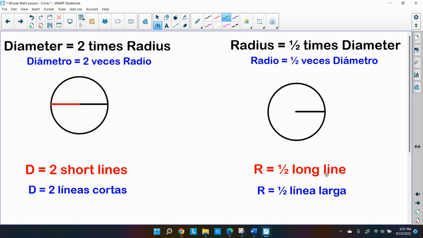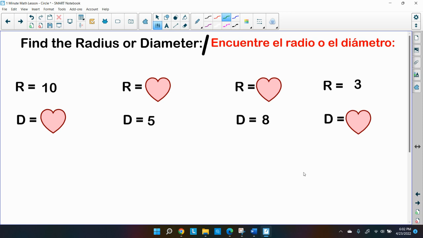A radius is a short line. It's half the size of the long line. So that's how you know the difference between radius and diameter. I call the radius a runt because it's short. Diameter is Big Daddy. Okay? And let's look at it this way now. Suppose I give it to you this way without a drawing. Can you figure out how much is the diameter if the radius is 10?